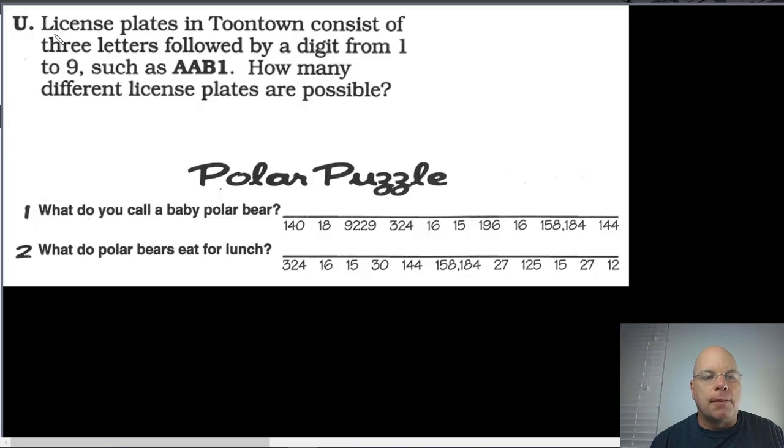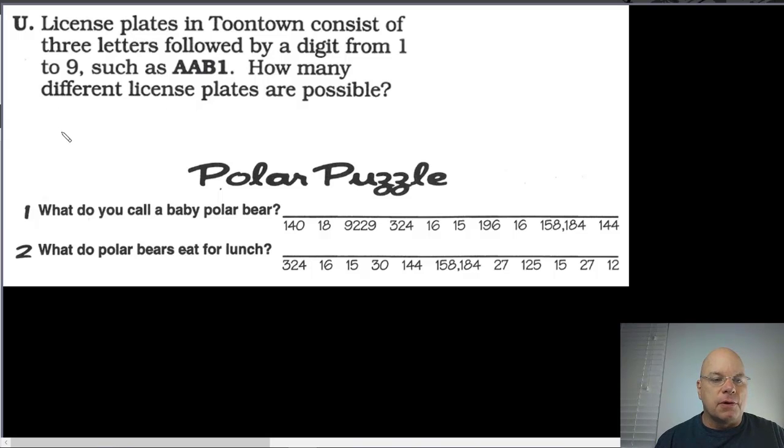For example, in problem letter U, license plates in Toontown consist of three letters followed by a digit from 1 to 9, such as AAB1. How many different license plates are possible? So the fundamental counting principle tells us that the total number of possible outcomes is the product of the number of potential outcomes for each different event.